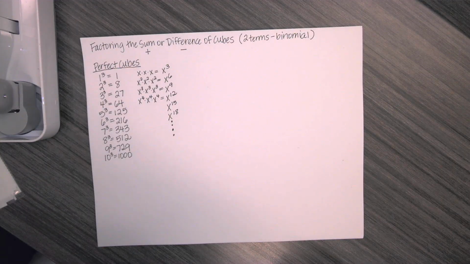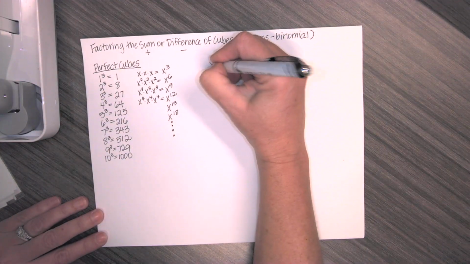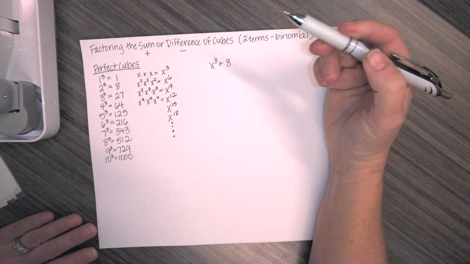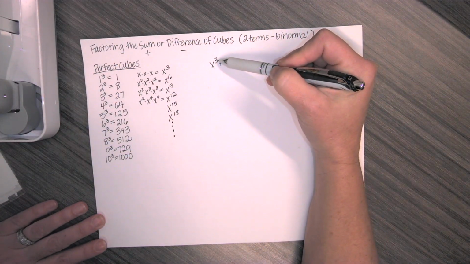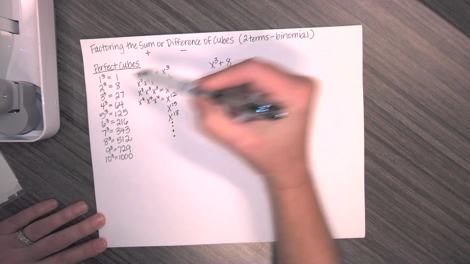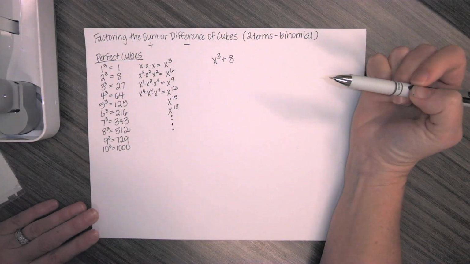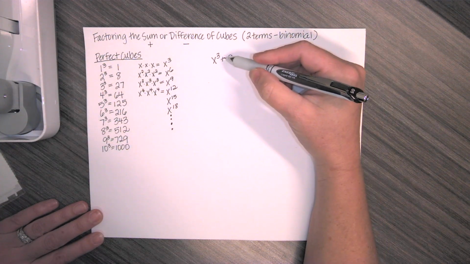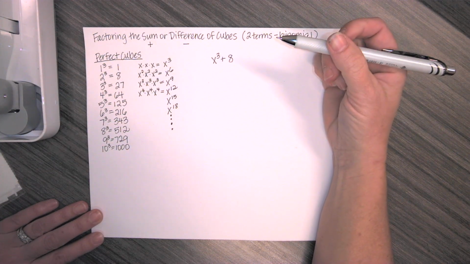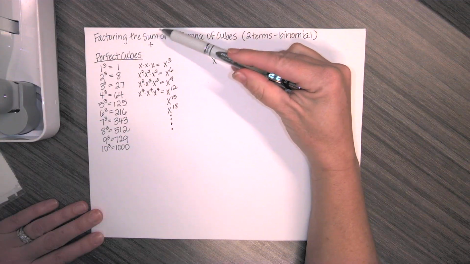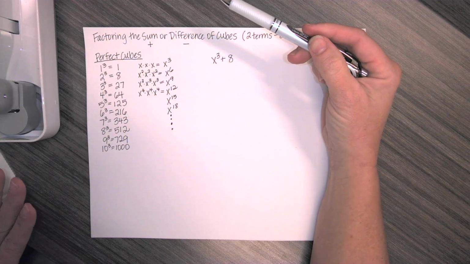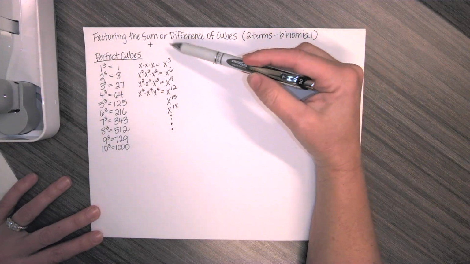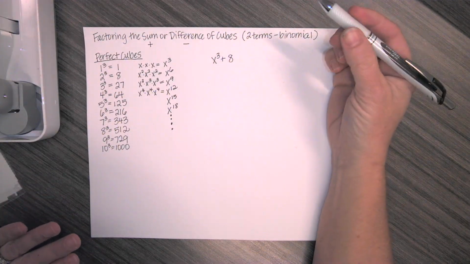All right, so we'll start with one like this. Okay, this is the sum of cubes. X cubed is a perfect cube. We saw that here. 8 is a perfect cube. We saw that here. It's being added, so this particular one is the sum of cubes. Okay, the good news is we factor the sum of cubes and the difference of cubes almost exactly the same. So once we learn the method, we won't have to learn a different method for difference.